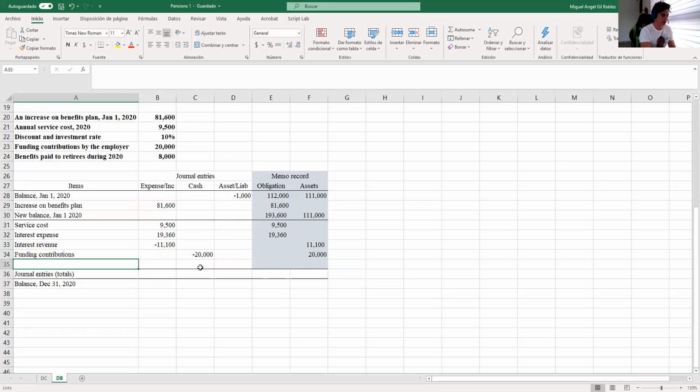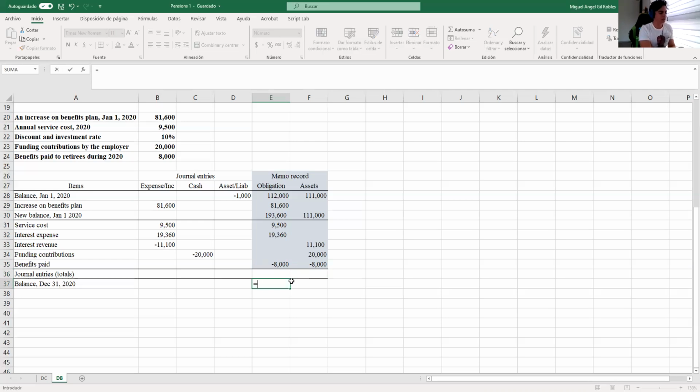And finally, the last thing is the benefits paid, right? So we already paid to some employees, and that is 8,000. So what happens in here is that we reduce the obligation because we already paid them, but we reduce also the assets because we pay them with the assets.